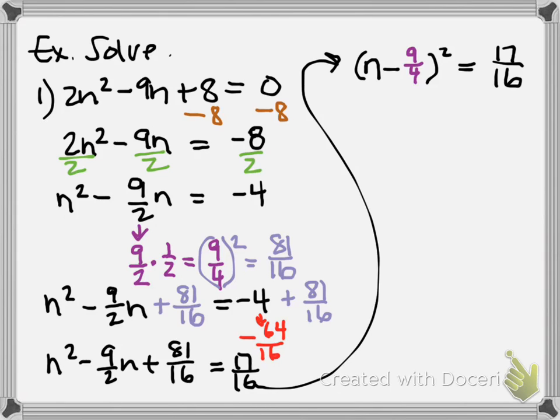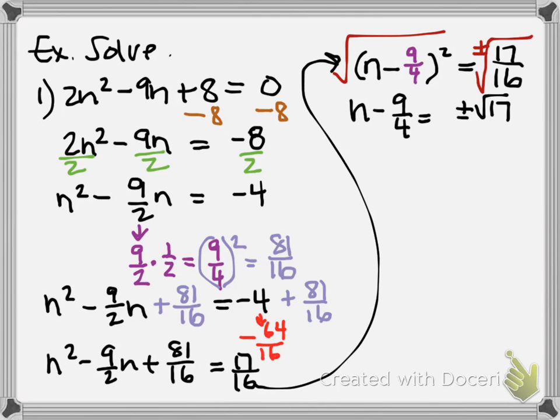Okay. So now I'm ready to take the square root of both sides. But I've got to remember plus or minus on this side. That leaves me with n minus 9/4 equals plus or minus square root of 17 over the square root of 16, which is the same thing as 4. Ooh, that's kind of a nice coincidence. Add 9/4 to both sides.